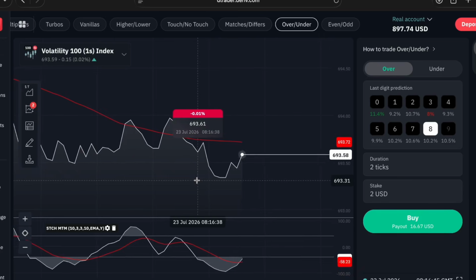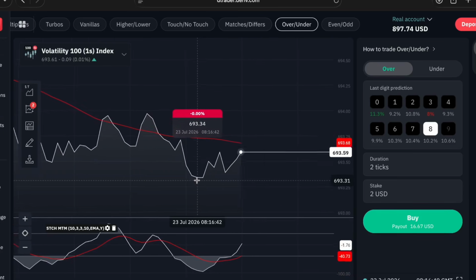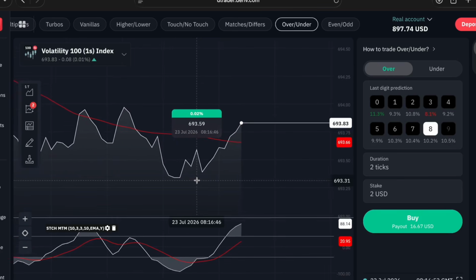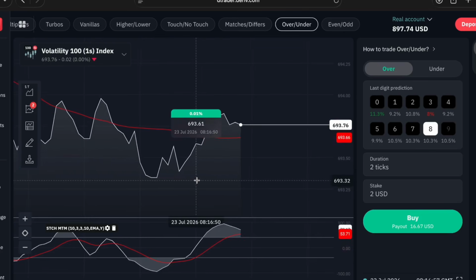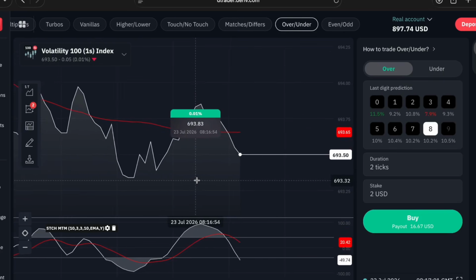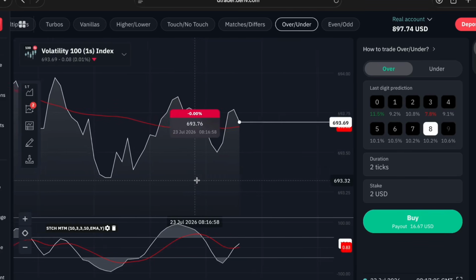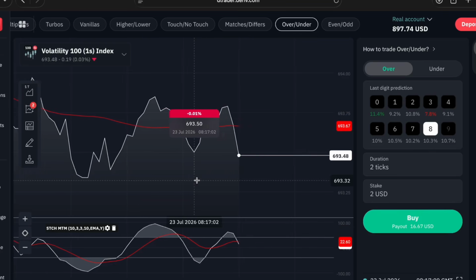Instead of asking, is Deriv trying to make me lose? Start asking better questions. Am I following a strategy? Am I risking too much? Am I entering trades based on rules or emotions? Am I keeping a trading journal? And am I learning from every loss? Those questions will improve your trading far more than looking for hidden conspiracies.